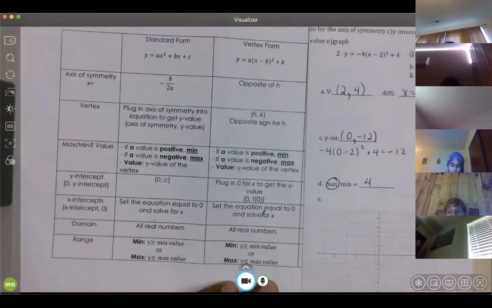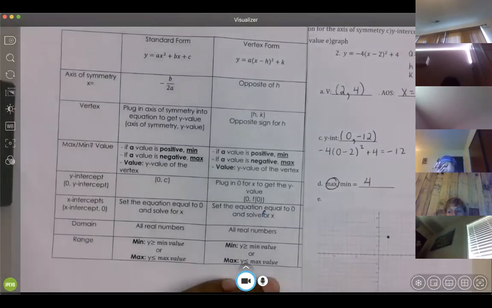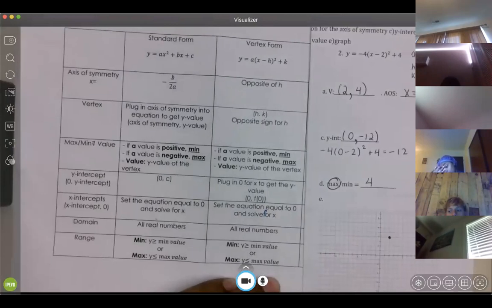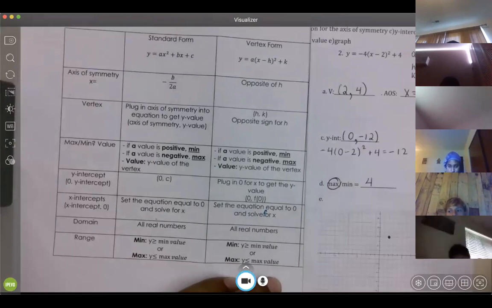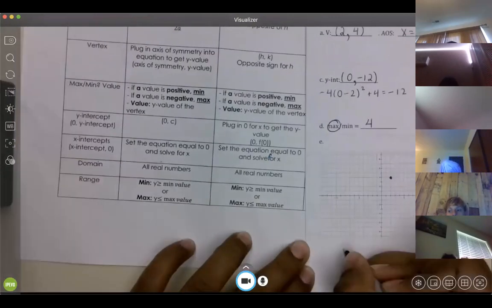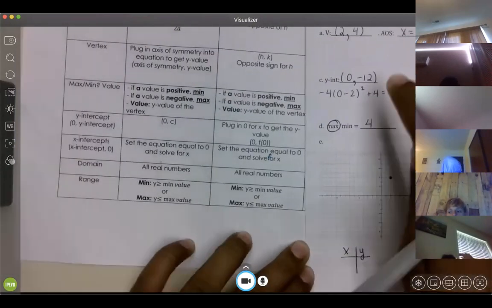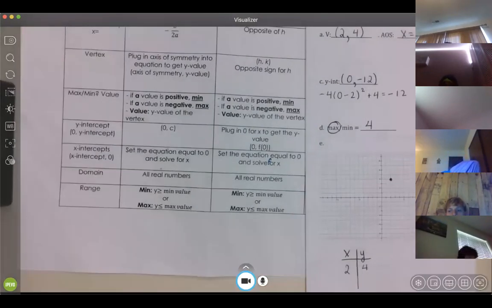Now let's go ahead and graph it. So start with the vertex. You've got 2, 4 as the vertex. And then I would suggest trying to graph the y-intercept. So 0, -12, but you'll notice, darn, that does not fit on my graph. So if you're in that situation, you want to do a little modified table of values. Put your vertex at the top, so 2, 4. And then you want to choose an x value that is bigger than 2. It doesn't matter what you choose. I'm going to go with 3.